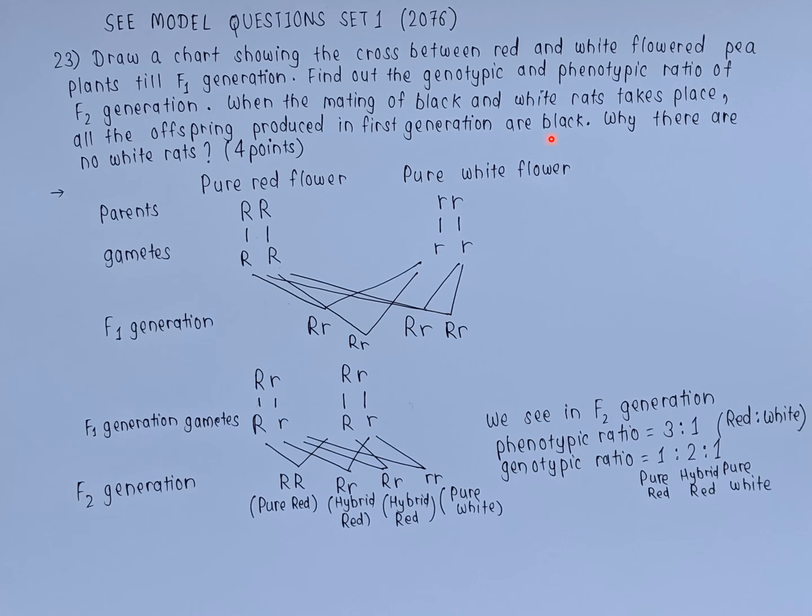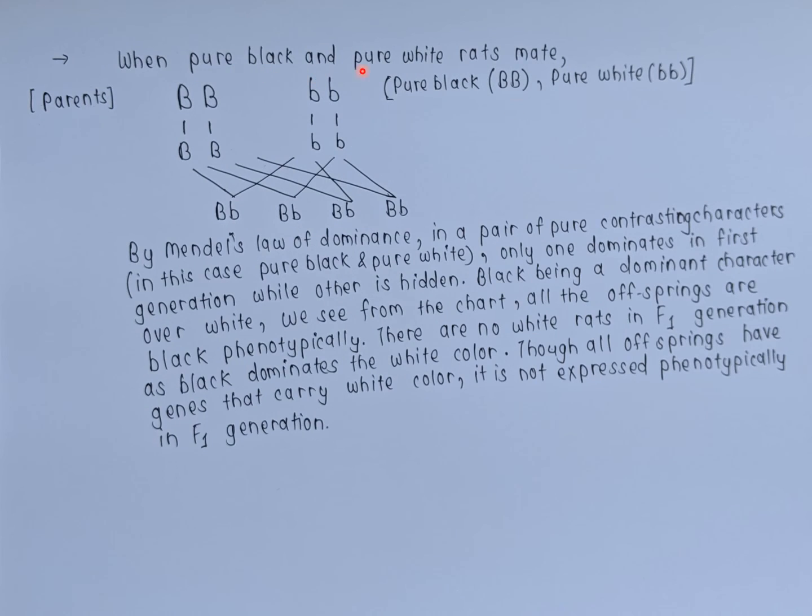What happens when black and white rats meet? So when pure black and pure white rats meet, remember black is a dominant character. And as you see here, in the first filial generation, all the offspring are black. So in F1 generation, you only get black rats. They are black, phenotypically black, genotypically hybrid. But it's only the blackness that appears in F1 generation.